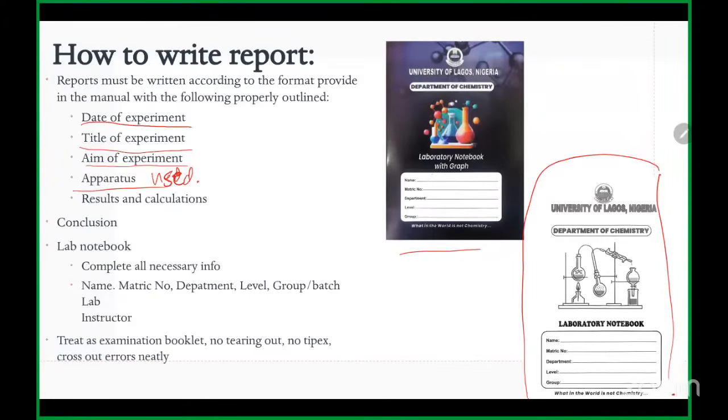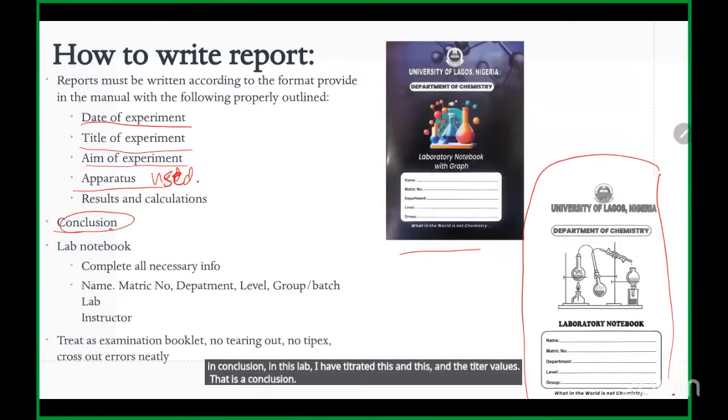Can you go back to the questions? I will share the questions later. And then whatever conclusion you want to include in your lab manual, there must be a conclusion, even if it's an ordinary titration. In the conclusion you write, in this lab I have titrated this and this and the titre values. That is a conclusion.